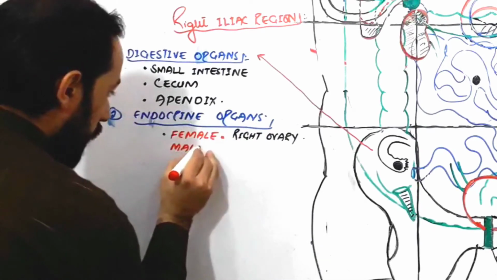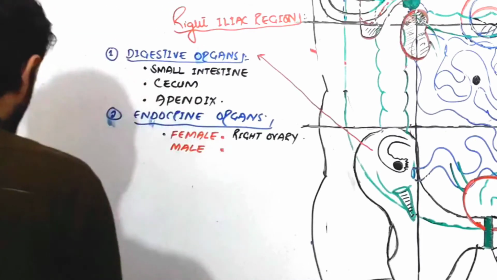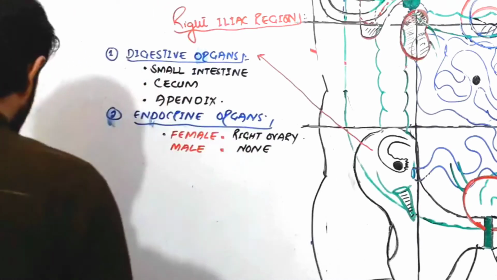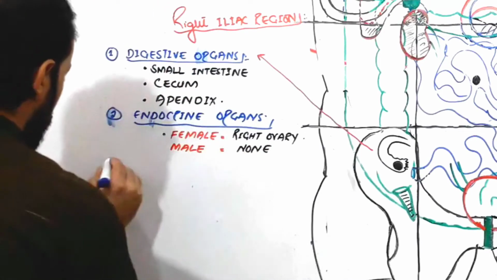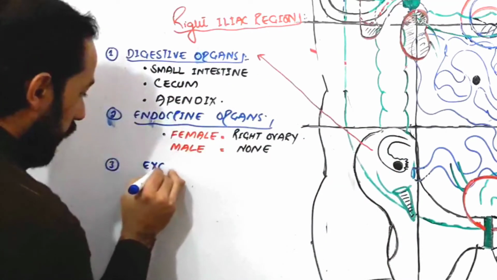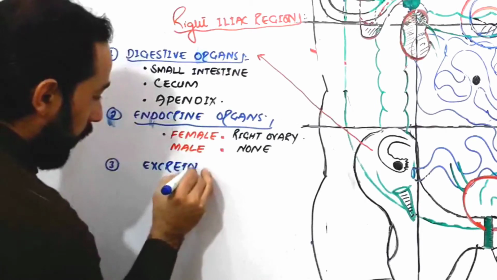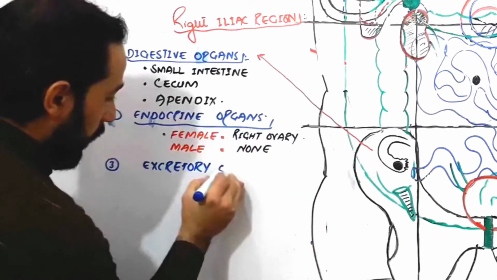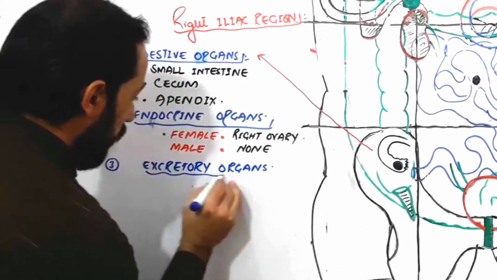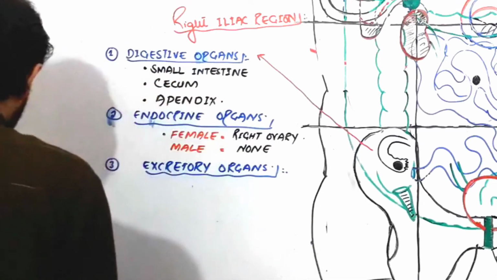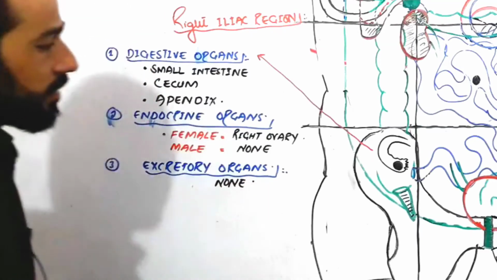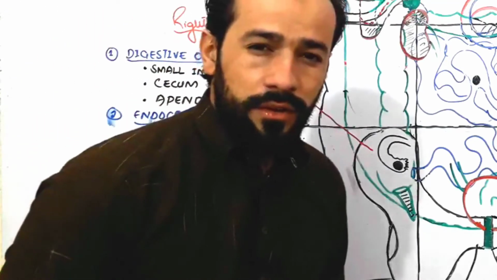I will write it. In case of male, there is no endocrine organ found. None. Right. And then we go towards the third group of organs that are found here, called the excretory organs. Are there any excretory organs present in your right iliac region? So my dear friends, there are no excretory organs found in your right iliac region, right? So we just say none of the excretory organs are present in your right iliac region.